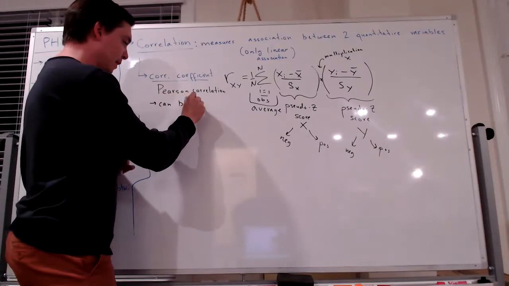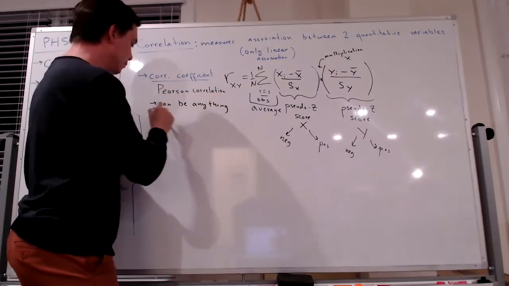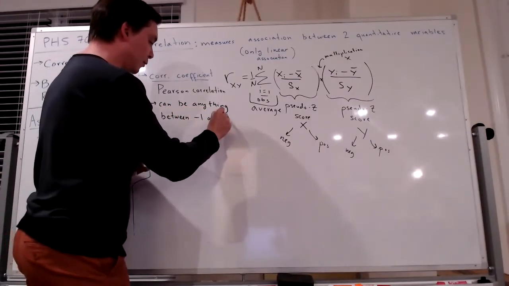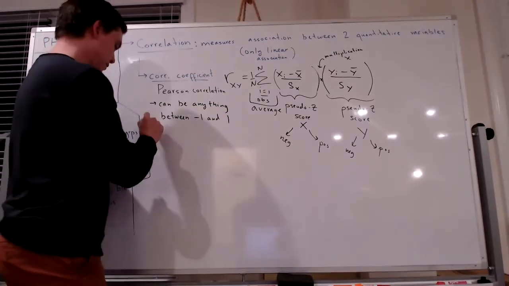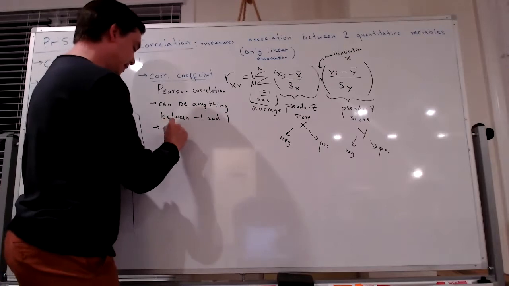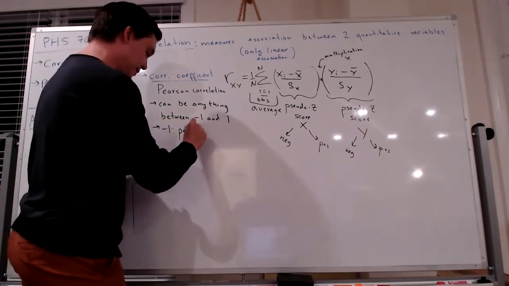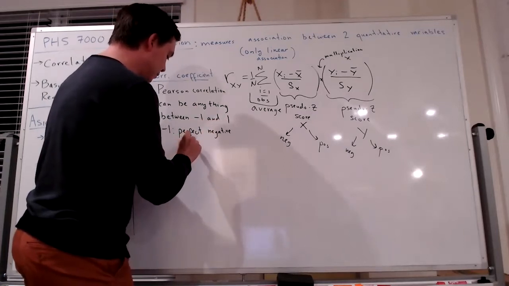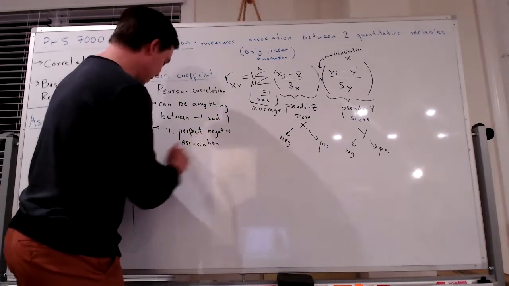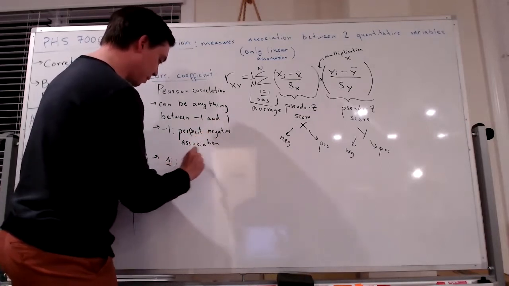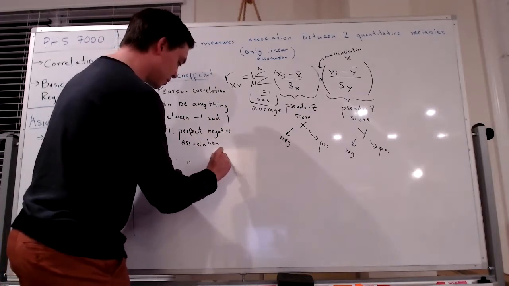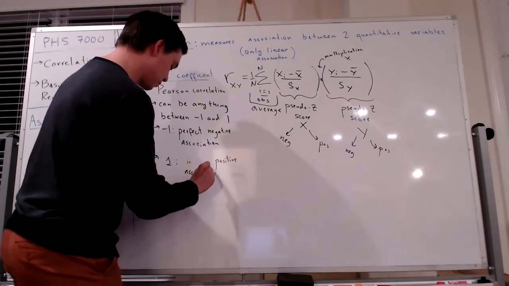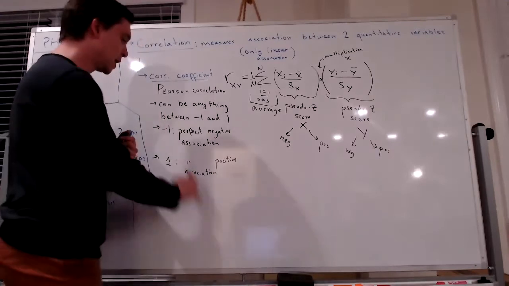can be anything between -1 and 1. -1 is perfect negative association. 1 is perfect positive association. And 0 is complicated.